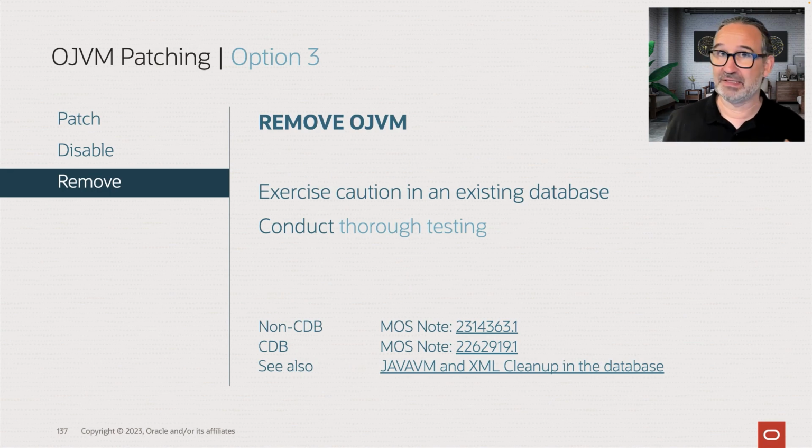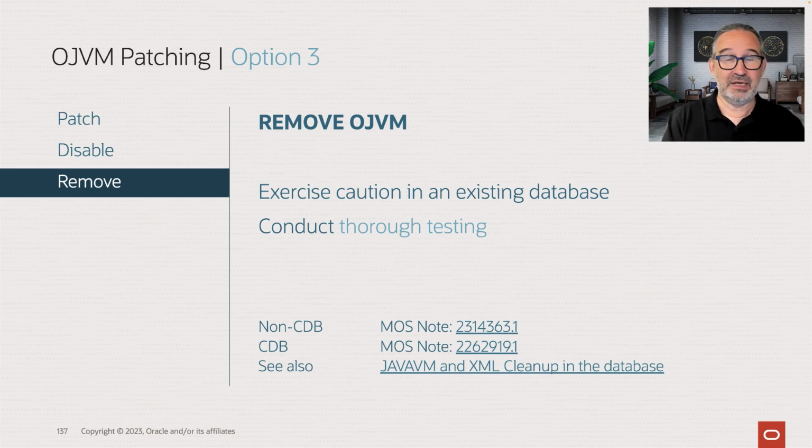Third option, and this is a very strict option, you remove it. You deinstall OJVM. Be aware of two things. First of all, there are dependencies. That means with deinstalling OJVM, you may need to deinstall other options as well in the database or other components. Second thing is, especially in a multi-tenant environment, be very cautious and test thoroughly before you do it in production. If you find any issues in your testing, open a service request with Oracle support and check with support.